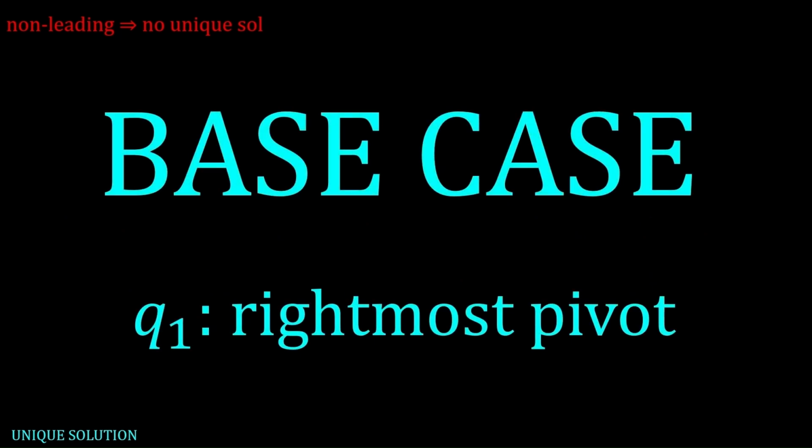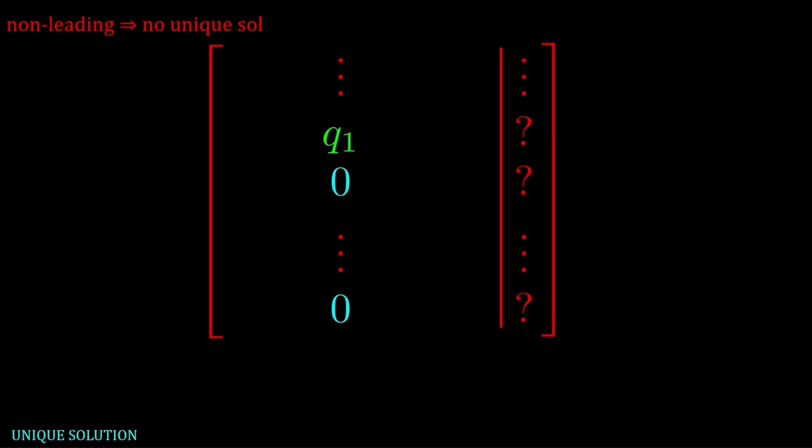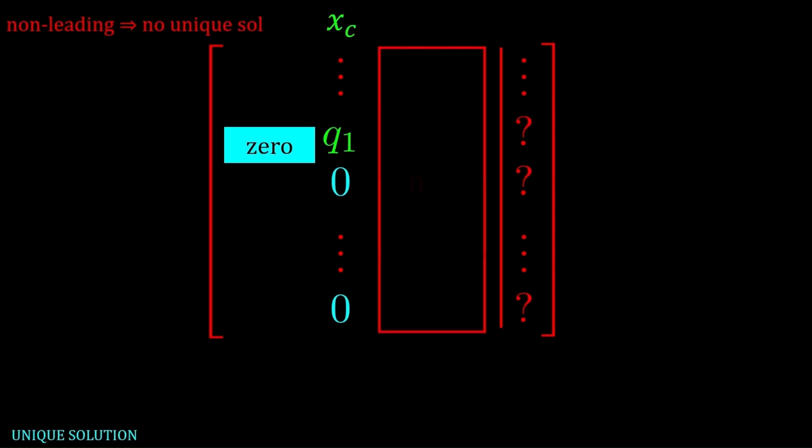We need to show the variable of the column of Q1 has a solution in terms of lambdas. Because Q1 is a pivot, everything to the left of it is 0 in that row by definition of a pivot. And I'm just going to call this column c, okay? Column c. So this is x_c, the variable of this column. Now all the columns to the right of here are non-leading. Because Q1 is the rightmost pivot, there's no pivots after it.